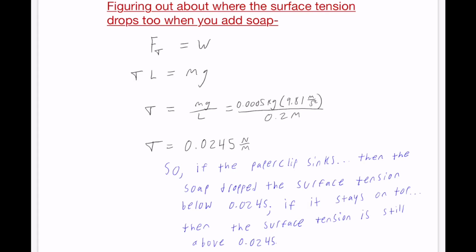Since we don't have a certain surface tension for the soapy water, I will find the surface tension needed to hold up the paperclip. So we start with the force of the surface tension is equal to weight. Force of the surface tension becomes surface tension times length. Weight becomes mass times gravity.